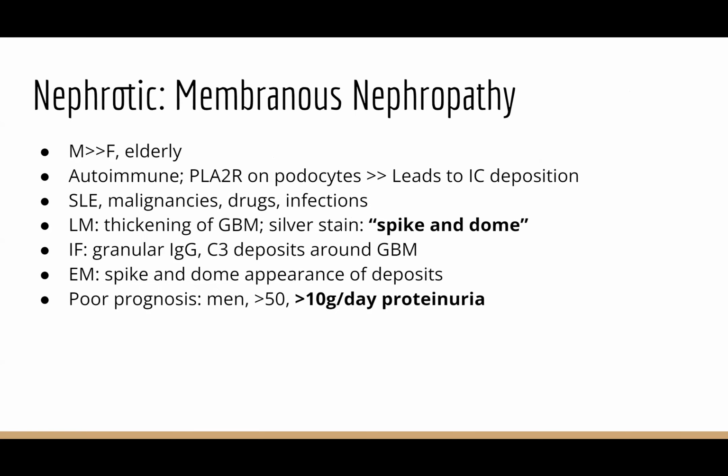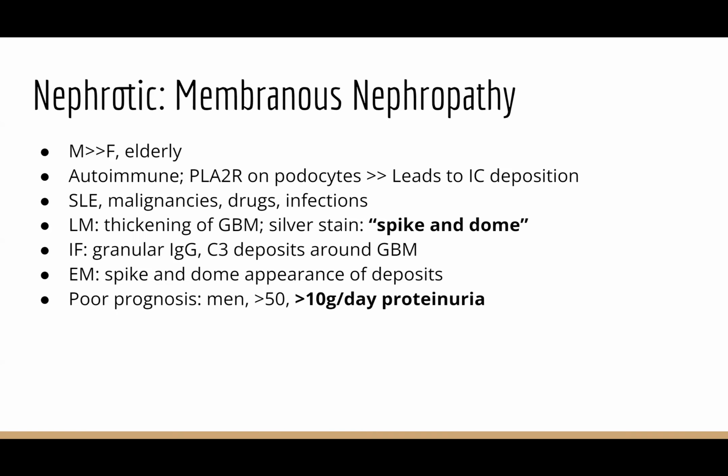So this is associated with lupus, malignancies, drugs, and infections. The biggest thing is the spike and dome appearance that you can see on light microscopy and electron microscopy. And then the deposits, you need to pay attention. It says granular, so versus linear, granular IgG and C3 around the glomerular basement membrane. That's also very important because some are going to deposit in different places.